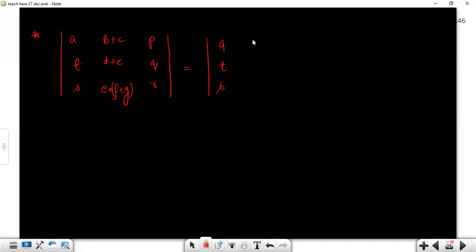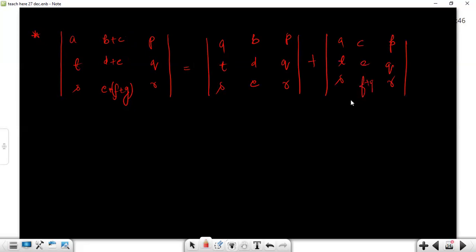Taking the first element this time, plus now the other rows remain the same, taking the second element this time, C, E, and F plus G. So this is how a determinant can get expanded. Any doubts, anyone? No doubts, I guess.